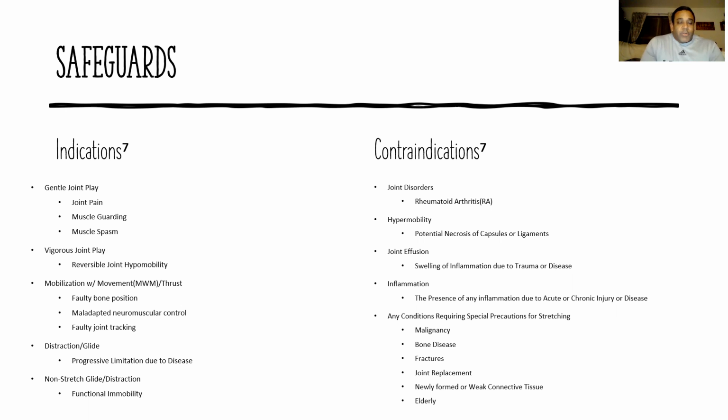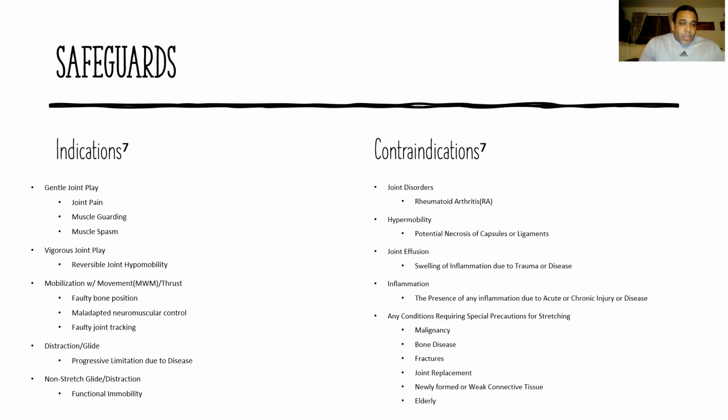For vigorous, so grade 3 of the Kaltenborn joint mobs, or grade 3, 4, or 5 of the Maitland joint mobs, if you're trying to reverse hypomobility, or gain that range of motion back, that's what you want to use those for.